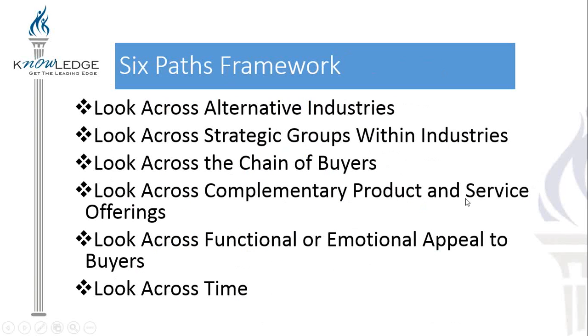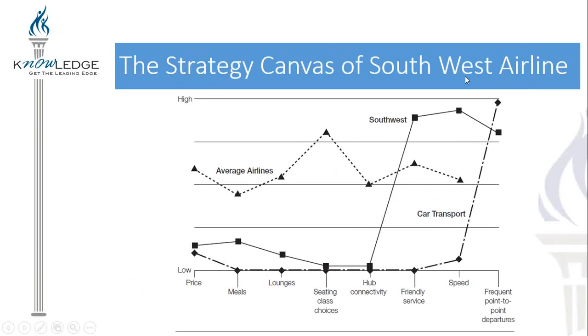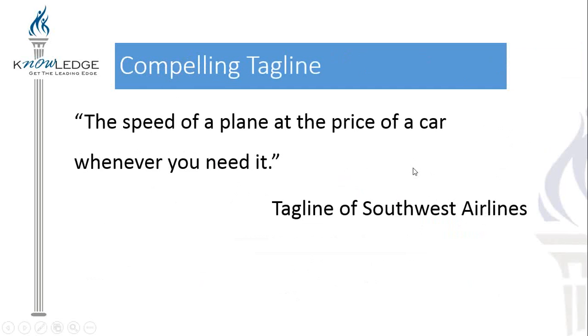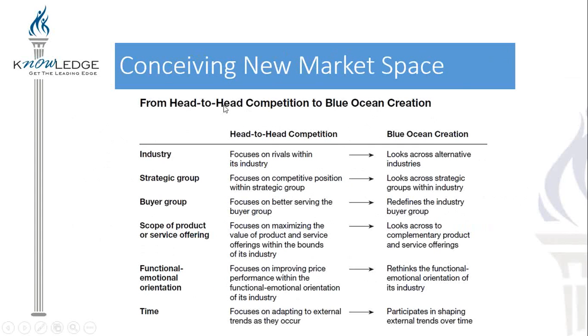Then you look across complementary products and services, you look across functional or emotional appeal to buyers, and you look across time in formulating your strategy canvas that we have developed over here. Of course, I do not have time to go through in detail with all these things, but from head-to-head competition to blue ocean strategy, you are looking across alternate industries, looking across strategic groups, redefining your industry buyer group, looking across complementary products and services, rethinking functional and emotional appeal, and participating in shaping events over time.